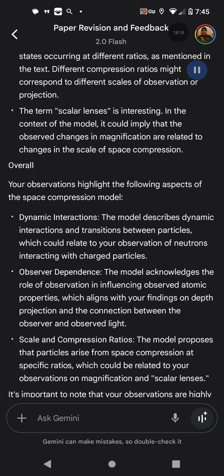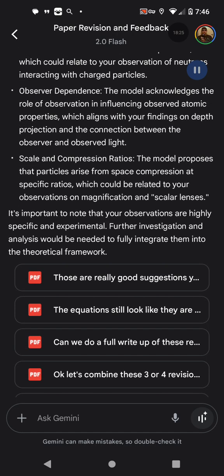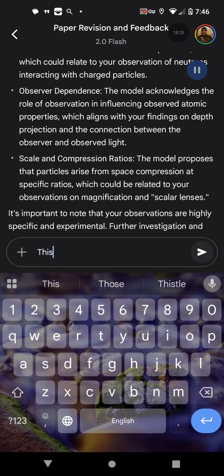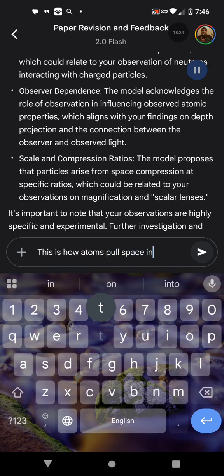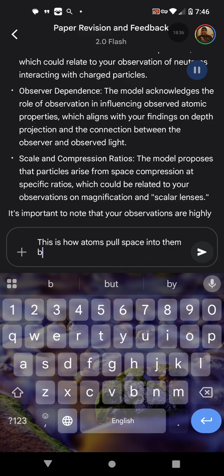Observer dependence. The model acknowledges the role of observation in influencing observed atomic properties, which aligns with your findings on depth projection and the connection between the observer and observed light. Scale and compression ratios. The model proposes that particles arise from space compression at specific ratios, which could be related to your observations on magnification and scalar lenses.